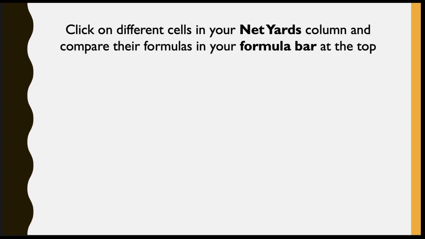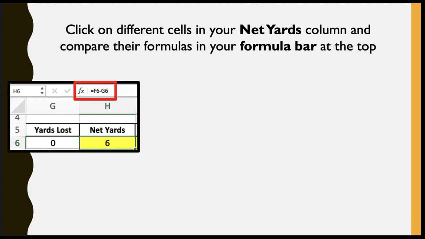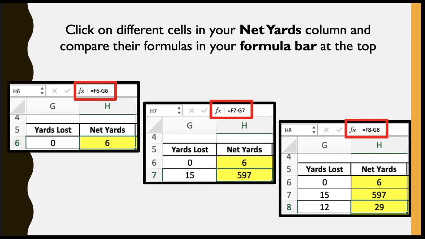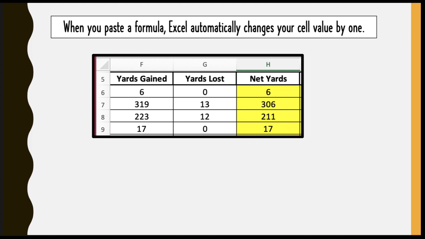Now I want you to click on different cells in your net yards column and compare their formulas in your formula bar at the top. So that first one, remember, is equals F6 minus G6. But then if you click on the next row, row 7, it says equals F7 minus G7. Go down another row, and it switches to F8 minus G8. So when you paste a formula, Excel automatically changes your cell value by 1. So it basically just moves down a row for you automatically, which is a huge time saver.